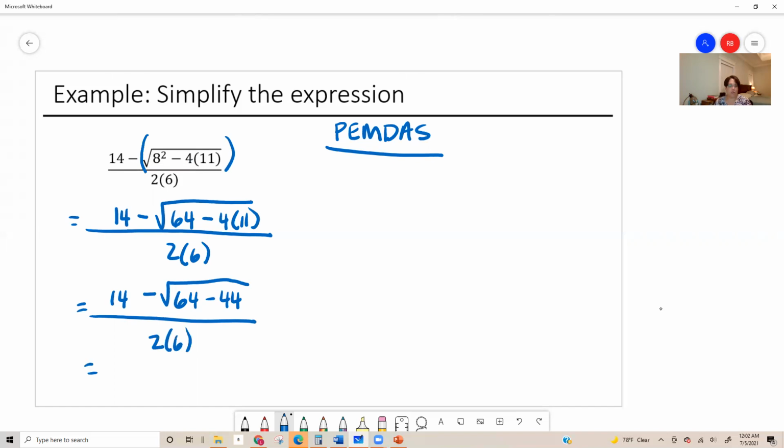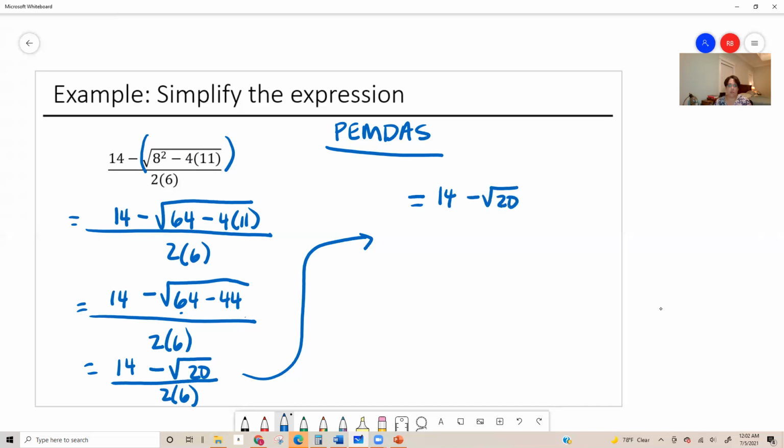Okay, so then we're going to continue finishing underneath that square root. We have 14 minus 64 minus 44 is 20. So you have the square root of 20 all over 2 times 6. Okay, so now we're almost done here. That's everything that's under that root sign, and so now I'm going to do my 2 times 6. So that's 14 minus the square root of 20 over 12.